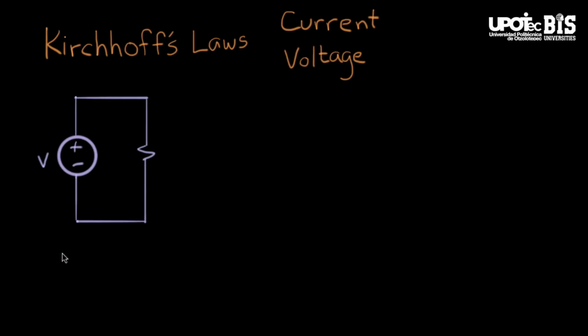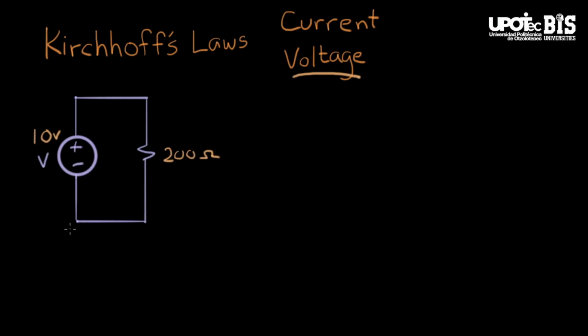Now we're ready to start hooking up our components into circuits. And one of the two things that are going to be very useful to us are Kirchhoff's laws. And in this video, we're going to talk about Kirchhoff's voltage law. If we look at this circuit here, this is a voltage source. Let's just say this is 10 volts. And we'll put a resistor connected to it. And let's say the resistor is 200 ohms, just for something to talk about.